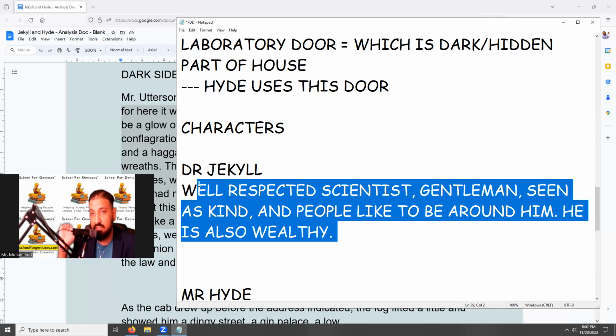So he's well respected. He's kind to his friends. People like to be around him. People admire him. They want to be like him. Sounds like me, yeah. I'm joking. But anyway, people want to be like him.